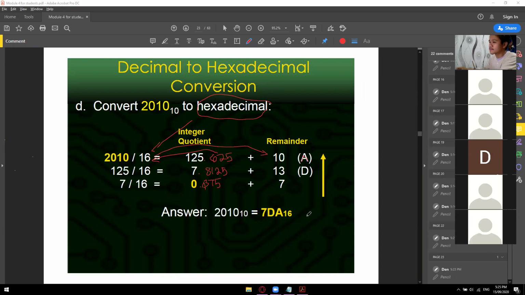Sir, yung letters hanggang 15 lang, no? Hanggang 15 lang, which is letter F. So wala namang magiging, kasi pag 16 na yung value dito, let's say 16 yung natira dito, di ba? 16 divided by 16 is 1. So wala kayong magiging value na 16 dito. Okay, medyo imposible yun. That is why hanggang letter F lang tayo, or a remainder of 15. Okay?